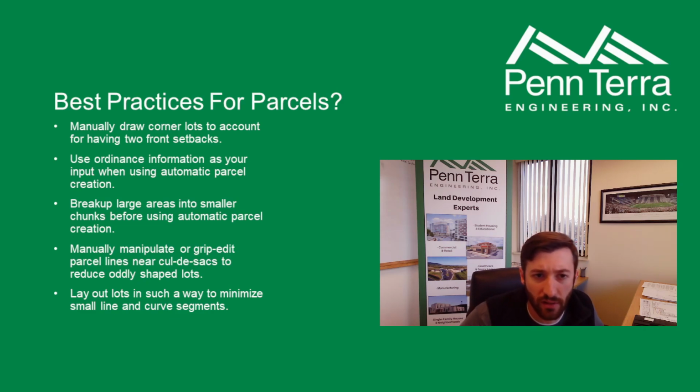What else do we have here? Use the ordinance information as your input. It's a really easy way to quickly create your lots, and you have a set criteria with how you came up with your numbers. Breaking up larger areas into smaller chunks. That's why I already had the area that I wanted my base parcel to be drawn out. Manually manipulate or grip edit parcel lines in your cul-de-sacs. We did that. Using construction lines is really helpful with that. And lay out lots in such ways to minimize small line and curve segments.